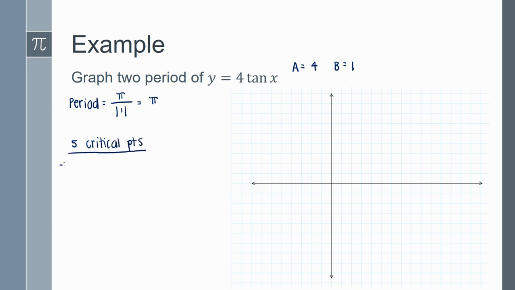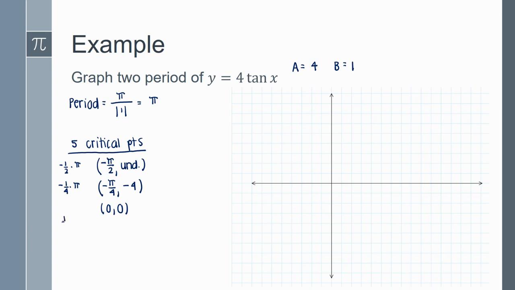So remember, we want to take negative 1/2 of the period. So negative 1/2 of pi would be negative pi over 2, and that's where we have that vertical asymptote, so we're undefined. The second point would be then negative a fourth of the period. So negative a fourth of pi is negative pi over 4. And then I want the opposite of A. Since A is positive 4, I need to make that 4 negative. The middle critical point will always start off as 0, 0.